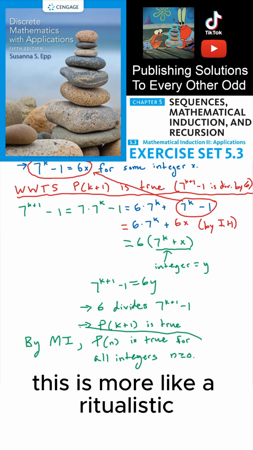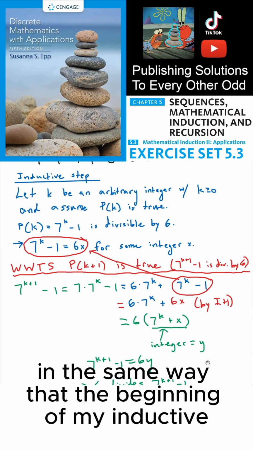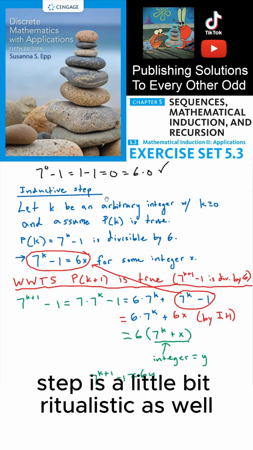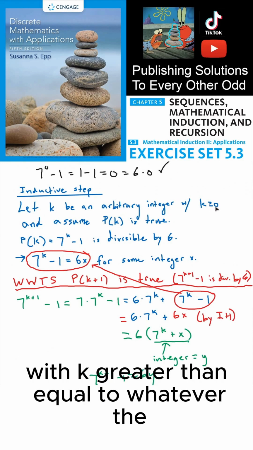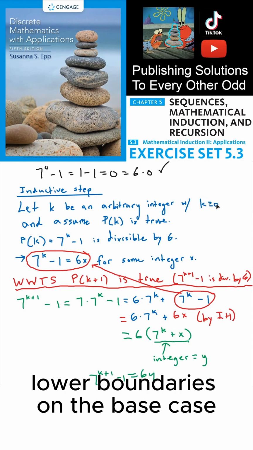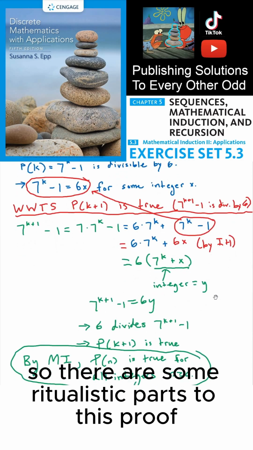This is more like a ritualistic conclusion to all mathematical induction proofs, in the same way that the beginning of my inductive step is a little bit ritualistic as well. I always say let k be an arbitrary integer with k greater than or equal to whatever the lower bound is on the base case, and assume that p of k is true. So there are some ritualistic parts to this proof.